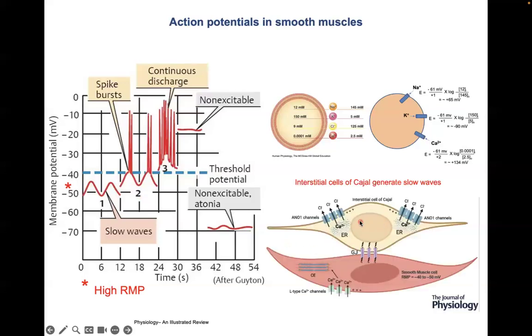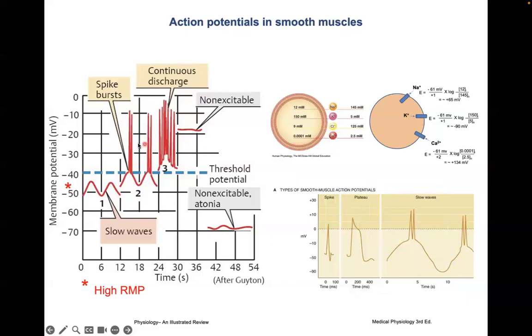Now you see here the so-called interstitial cells of Cajal. These are the cells that are responsible for the slow wave generation. Okay? It remains debatable how they generate the slow waves. It is believed that this is mediated by voltage-gated calcium channels and some other channels that depend on their activities. Anyway, what you need to know is that the slow waves are generated in a periodic fashion by the activity of Cajal cells.